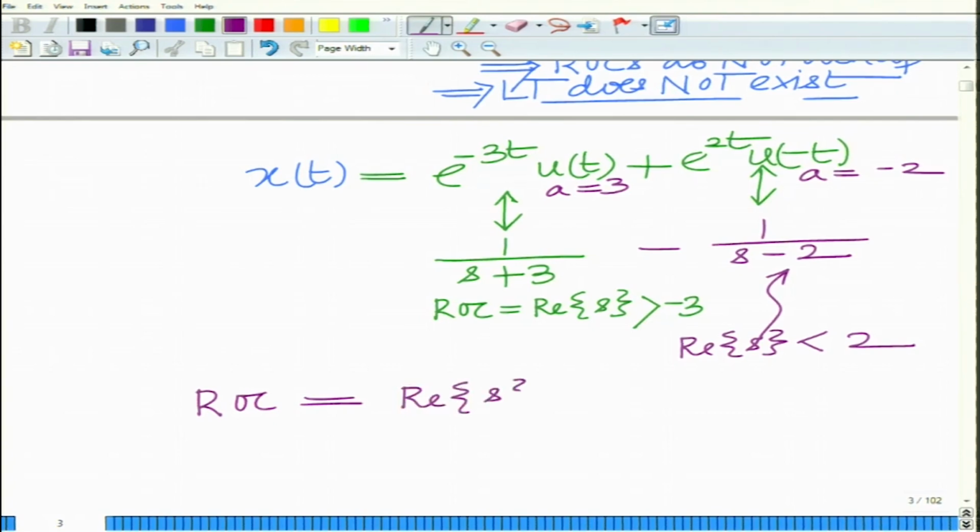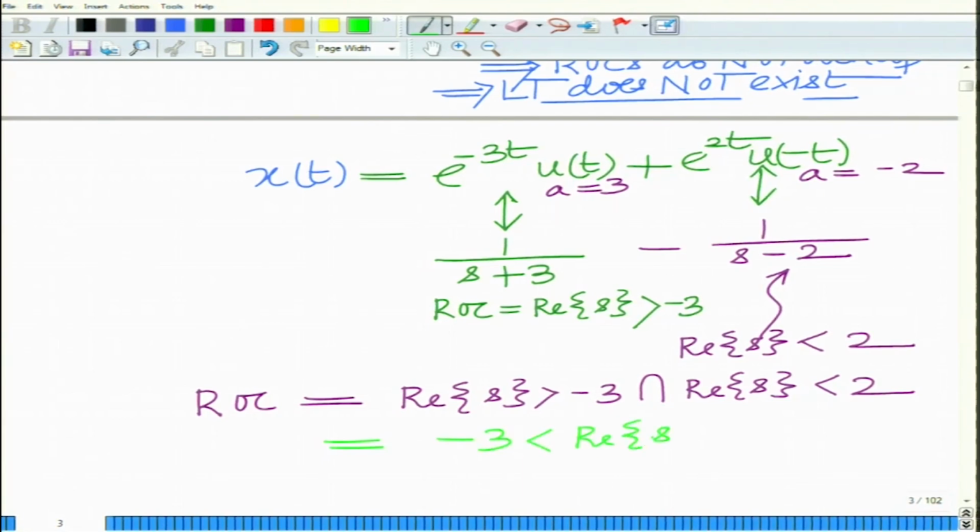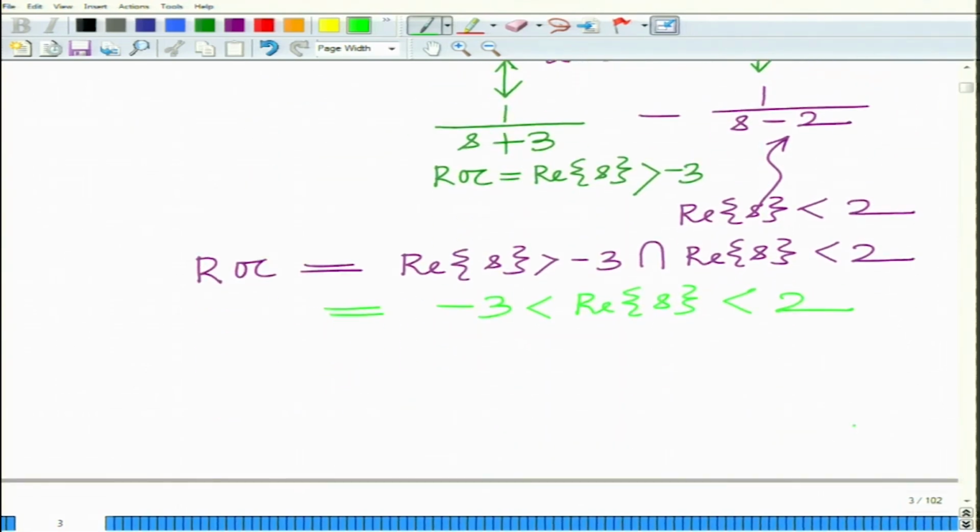real part of s greater than minus 3 intersection real part of s less than 2, which is equal to, well, minus 3. You can clearly see the intersection is minus 3 less than real part of s less than 2, and the net Laplace transform X(s) equals 1 over s plus 3 minus 1 over s minus 2.